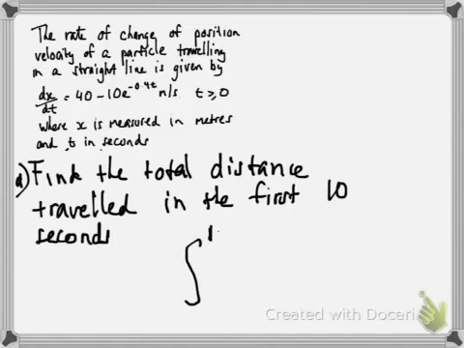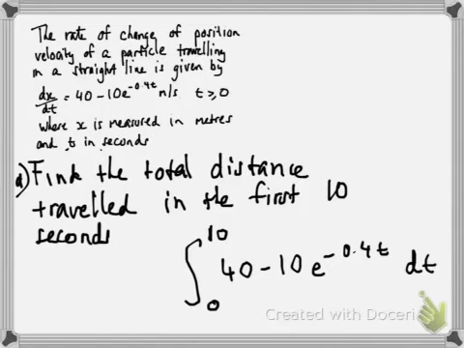Okay, so what I need to do then, area under the graph is the integral from 10 to 0 of 40 minus 10e to the negative 0.4t dt, and remember you can use x's if you wish. Now you can work this out, we can do it the long way, but really from there it's just a matter of placing that integral into our calculator, and our distance travelled is 375.46 metres.